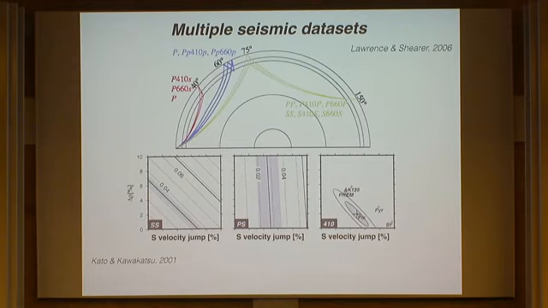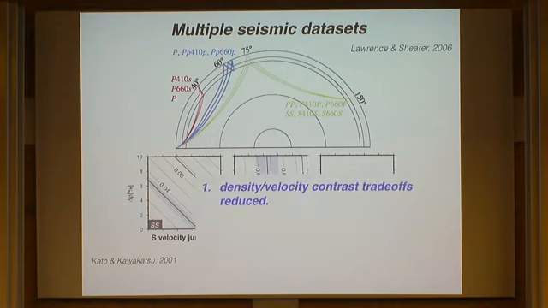And one way we can retrieve independent information is to add additional observations. So in this case, people consider using the conversion that converted at the boundary and recorded at the station. Those conversions are only dependent on the velocity jump. So what happened is when you combine multiple observations together, the trade-off is much less. And of course, this still depends on the quality of the observation, which influences exactly how good your final estimate is. So in this case, if we combine two different data sets, we can reduce the trade-off.